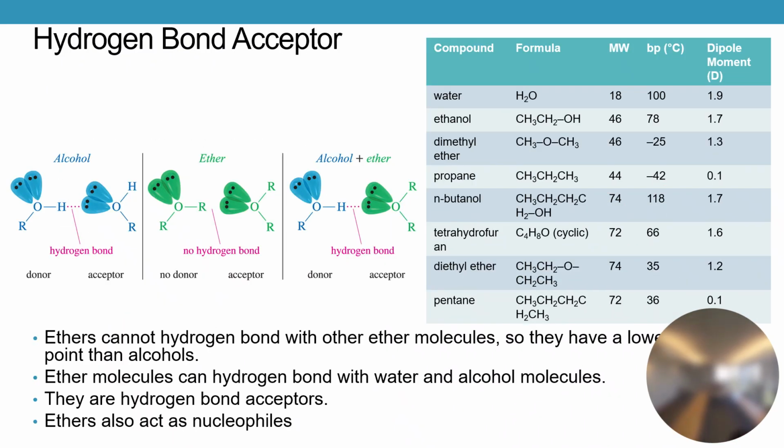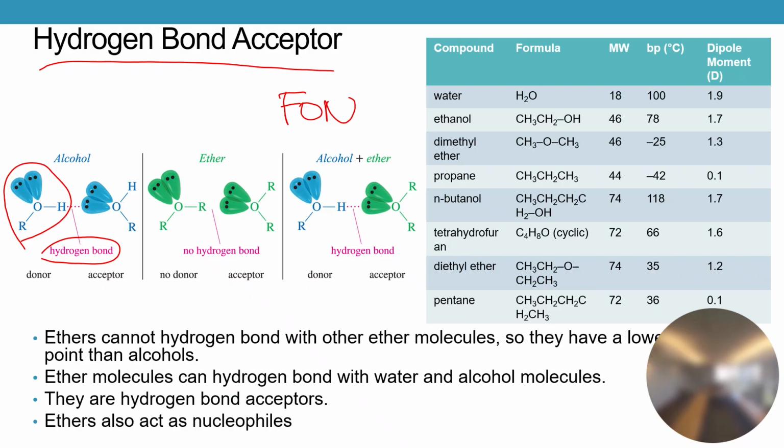Ethers can be classified as hydrogen bond acceptors, even though they are not hydrogen bond donors, because they don't have a hydrogen. A hydrogen bond is possible for molecules that have a covalent bond between hydrogen and either fluorine, oxygen, or nitrogen. So obviously ether doesn't have that like an alcohol, but I want to introduce you to this idea of hydrogen bond donors and acceptors. So alcohols are hydrogen bond donors and hydrogen bond acceptors. So here the alcohol is a hydrogen bond donor, okay? And here the alcohol is a hydrogen bond acceptor.